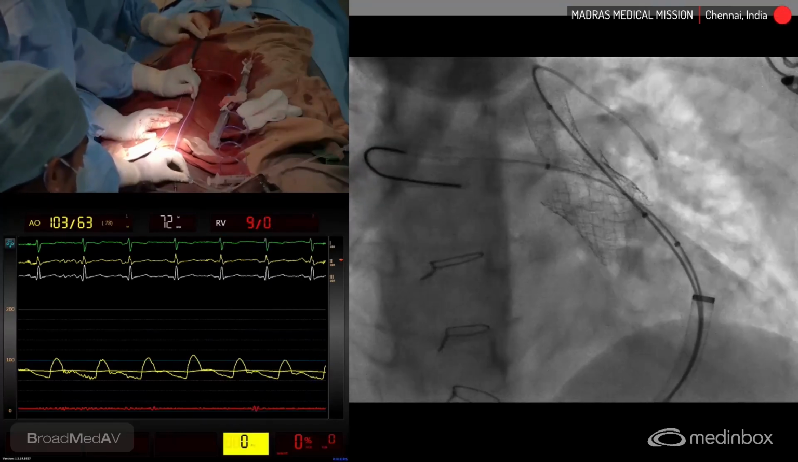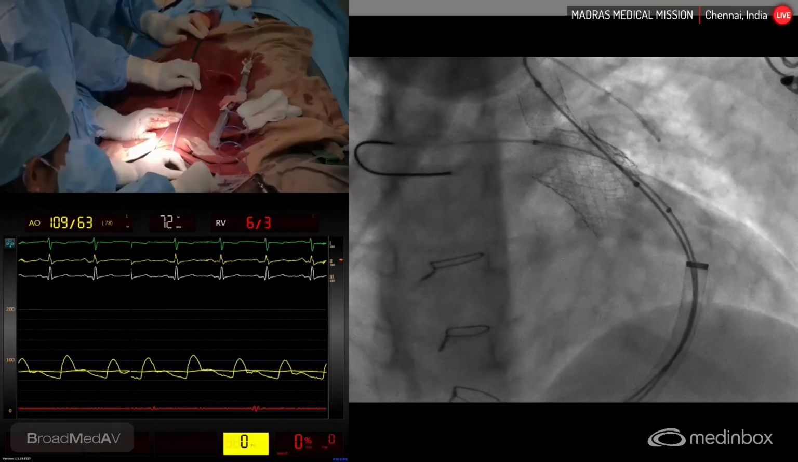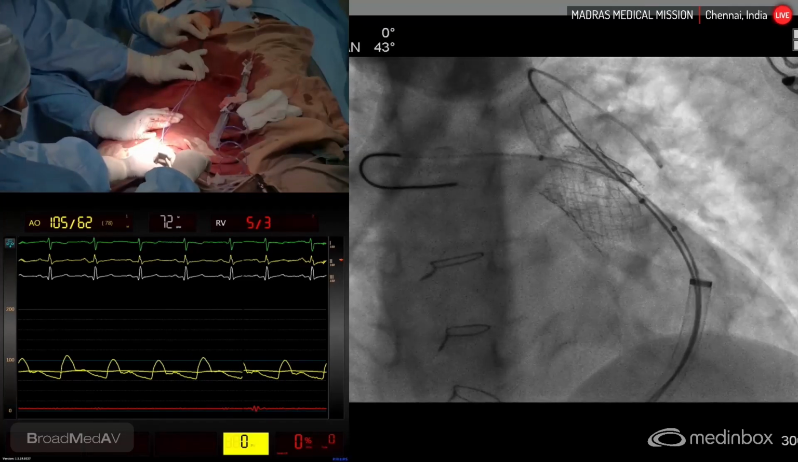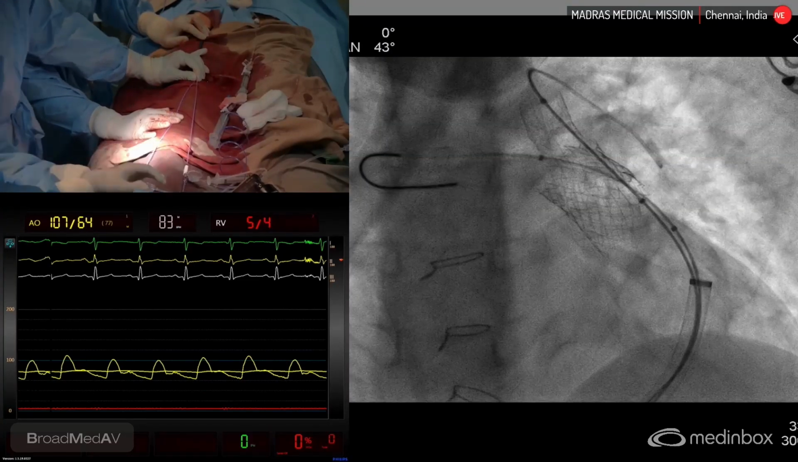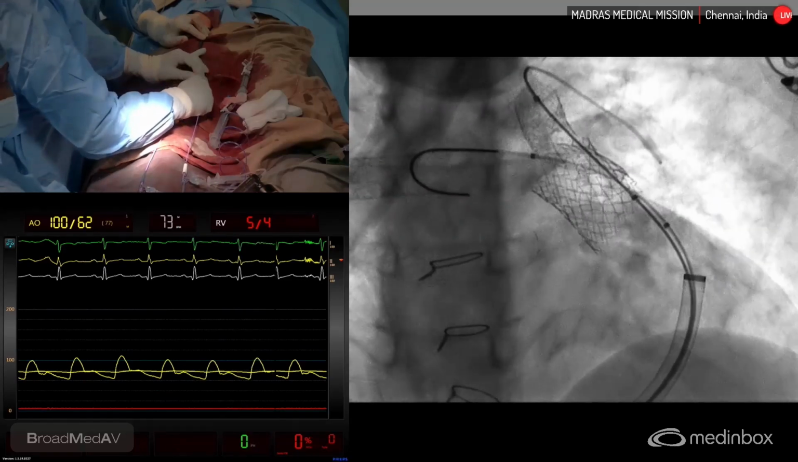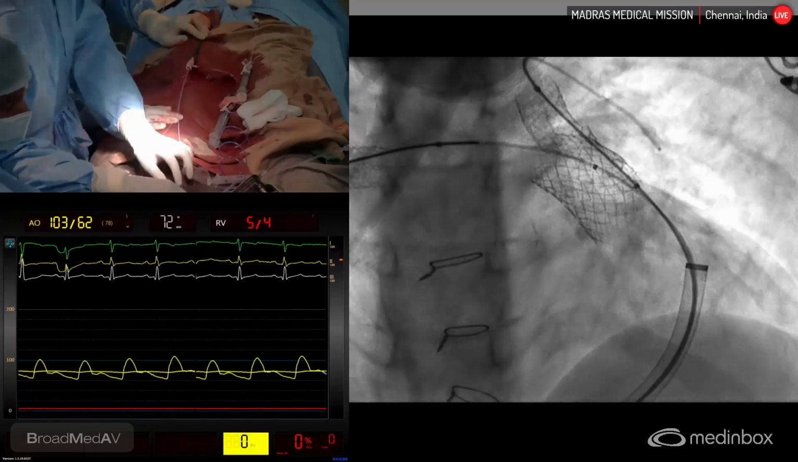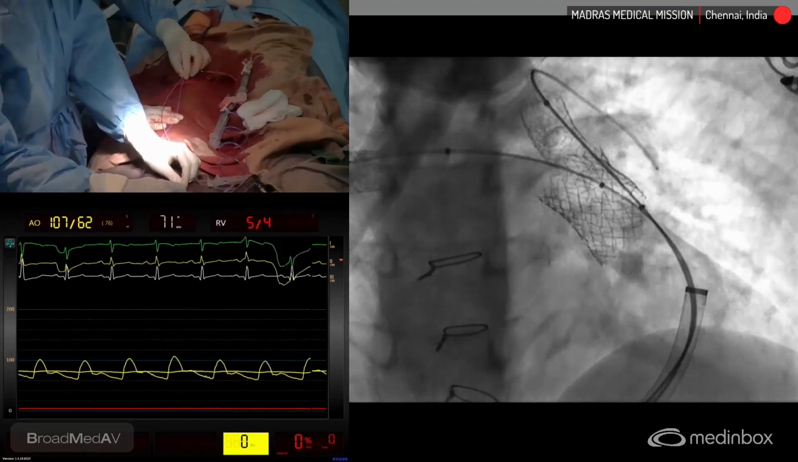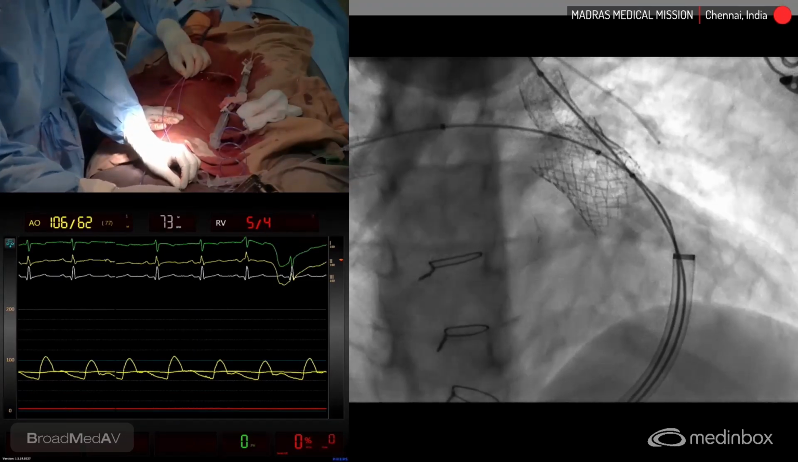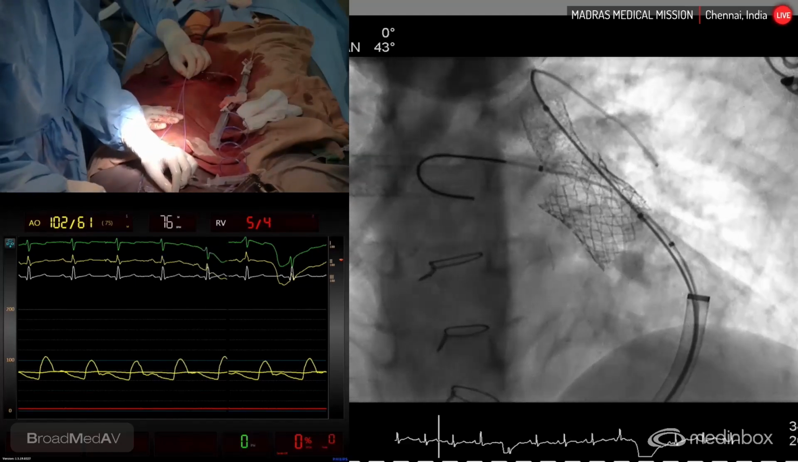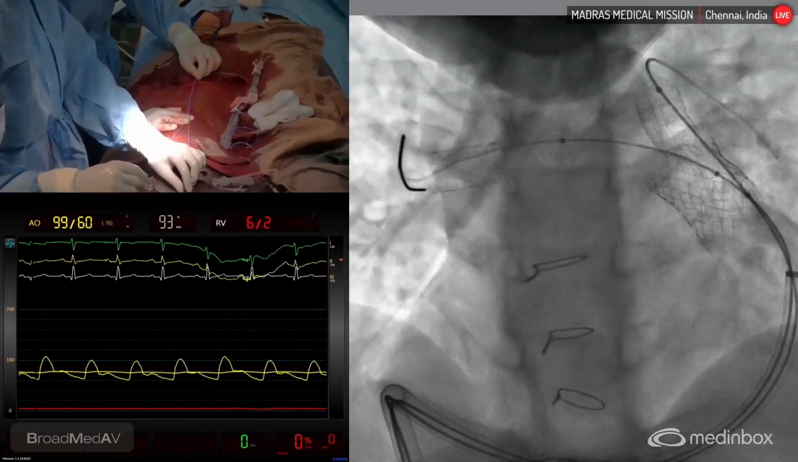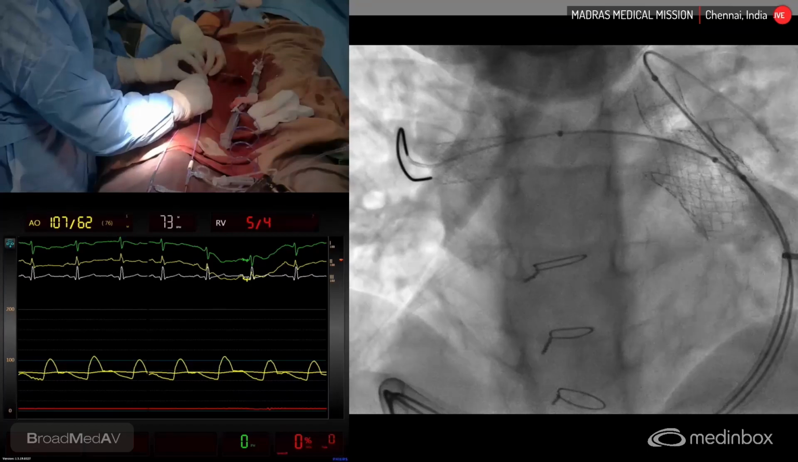That stent has moved there. That right pulmonary artery stent has moved distally. See this? Allow the guide wire to go. So hold it. So the guide wire has moved distally.